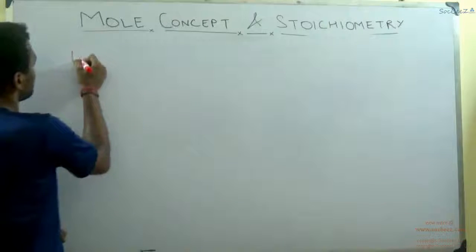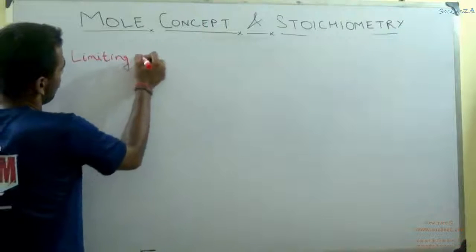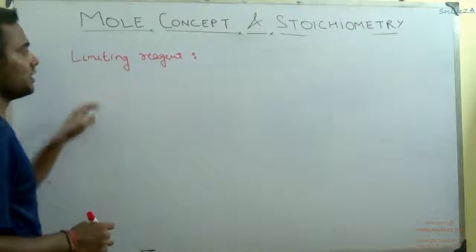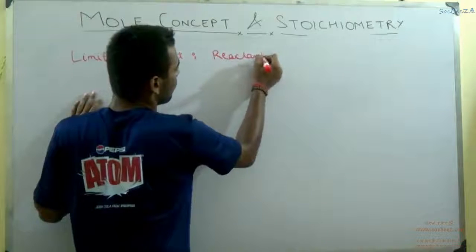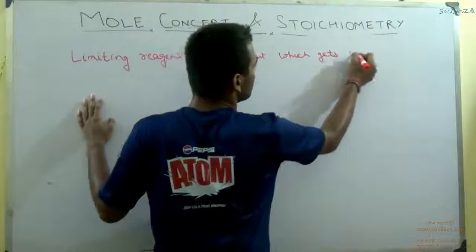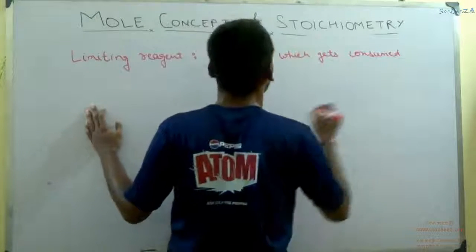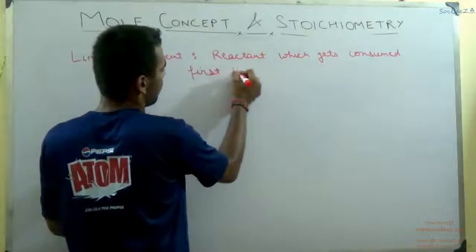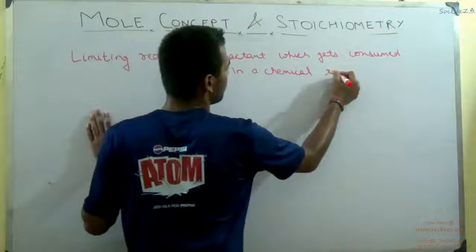The limiting reagent, as the name suggests, is the reactant which gets consumed first in a chemical reaction.